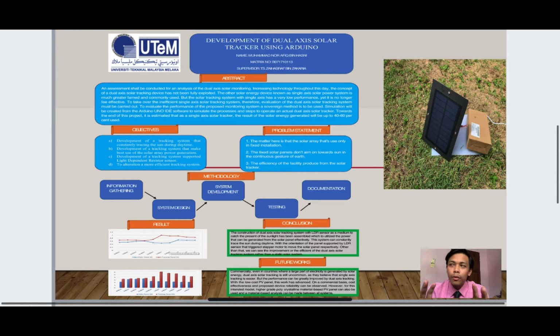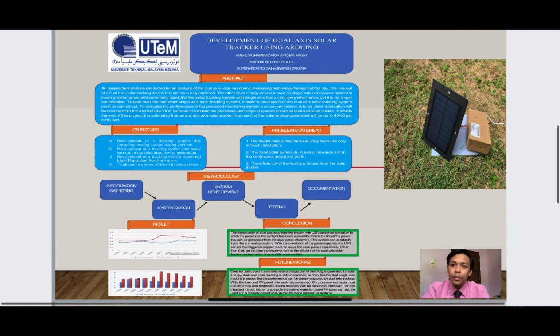To compare the polycrystalline solar and monocrystalline solar, of course the poly has a low efficiency and a low price, because of the cost of this project. But the most important is to see the effectiveness of this solar tracker.